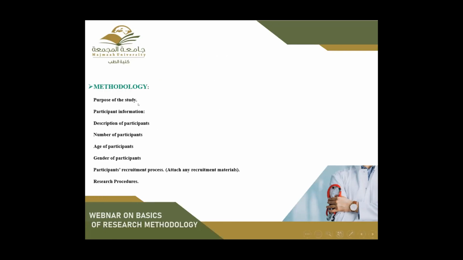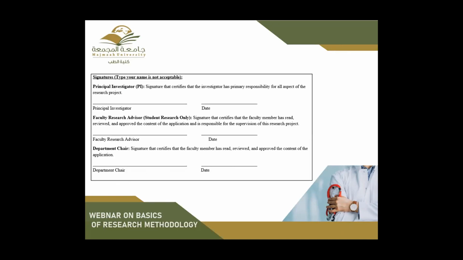And then you also write the methodology, the purpose of the study, that means the objectives, and participant information: a description of the participants, who they are, their number, size, age, and gender, and also the participant recruitment process. How are you going to recruit these participants? Is it through an online questionnaire? Through WhatsApp? Through emails, direct contact, or what? These are very important to be written here.